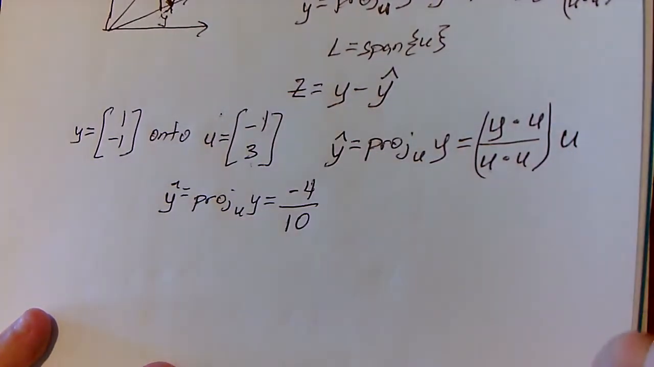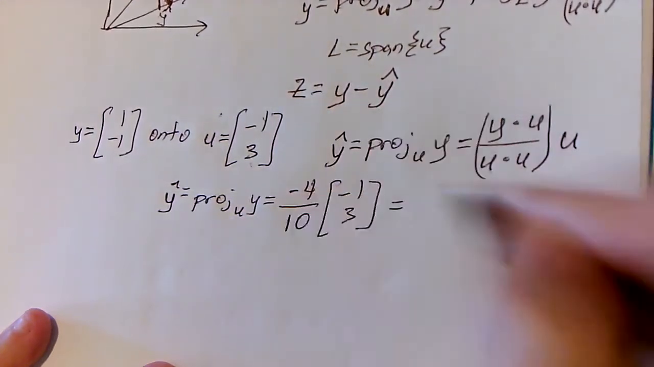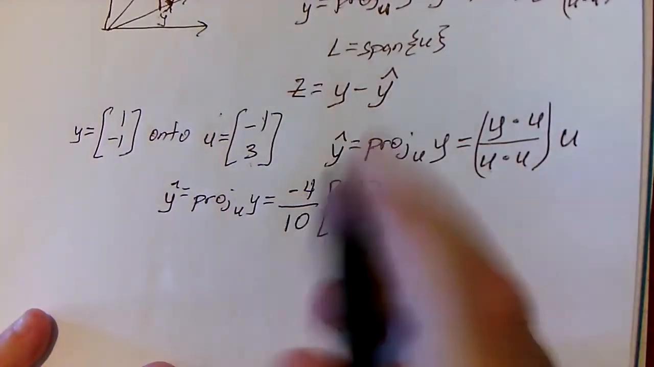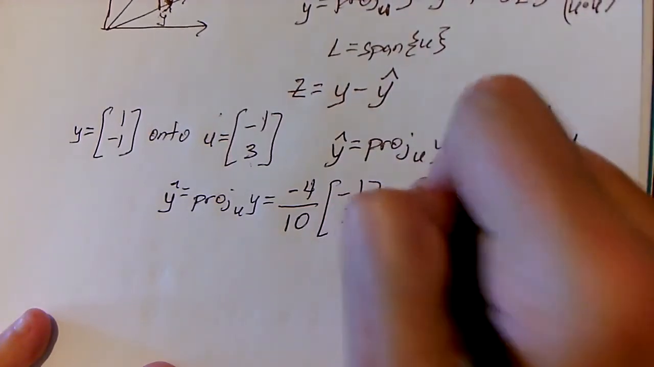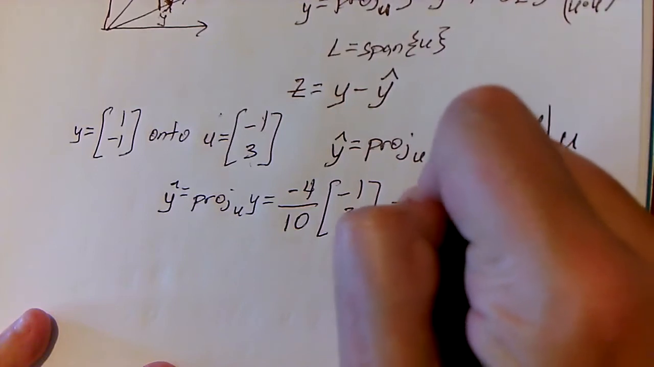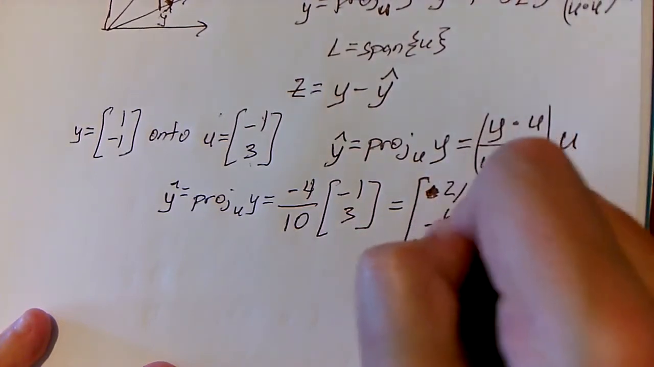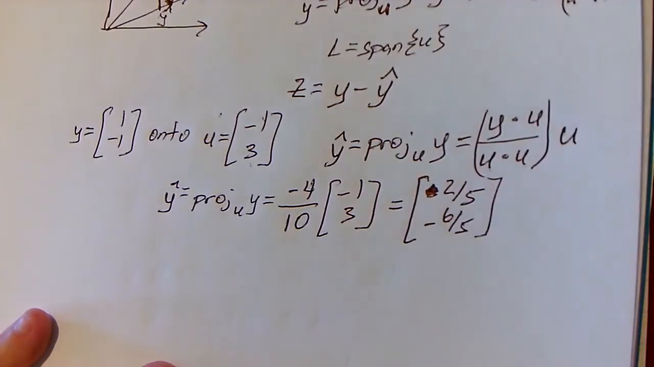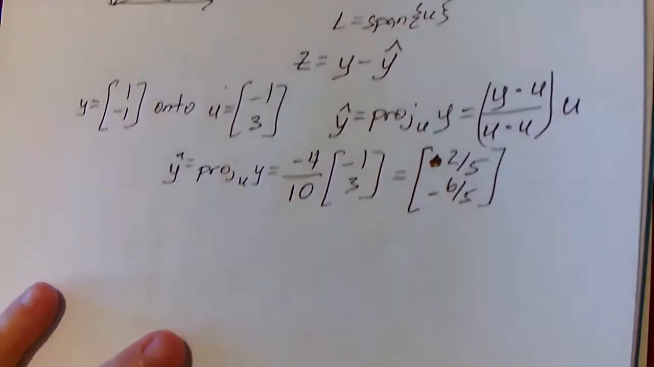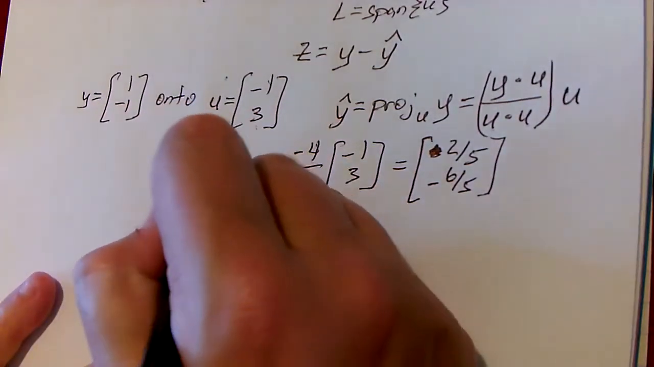So 1 and 9 makes 10. And then I'm multiplying that times the vector u, which is -1, 3. So this is 2/5. So my new vector is -2/5. I'm sorry, +2/5. Get rid of that negative sign. But then I'm going to have a -6/5 on the bottom. So 2/5, -6/5.